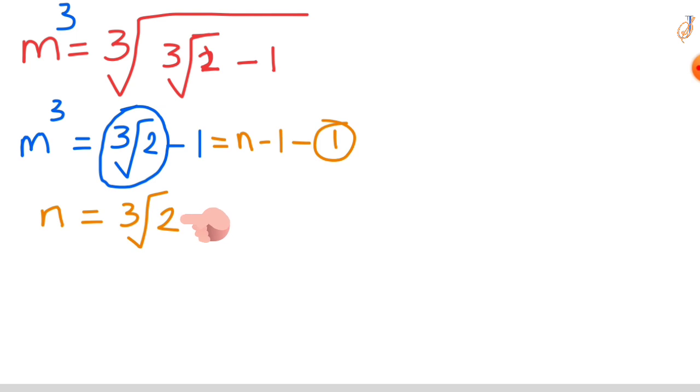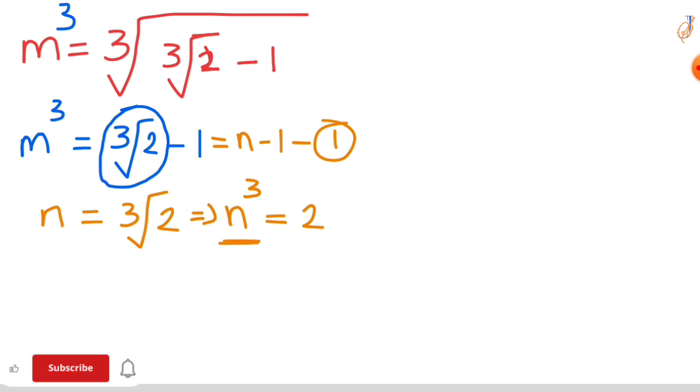We need to get rid of this cube root again, so we cube both sides. Then n power 3 equals 2. Now we have n power 3 equal to 2, but here we don't have any clue to move forward, and we have only n power 3.